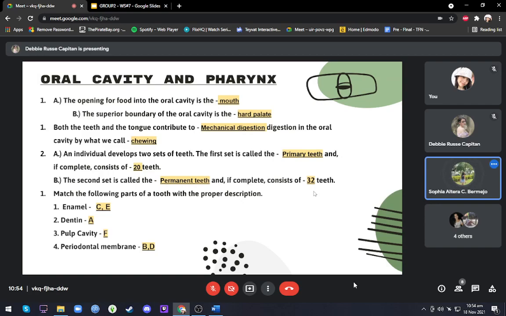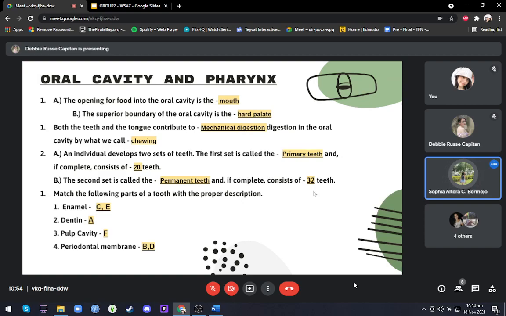Number 2, an individual develops two sets of teeth. The first set is called the primary teeth and if complete consists of 20 teeth. B, the second set is called the permanent teeth and if complete consists of 32 teeth.